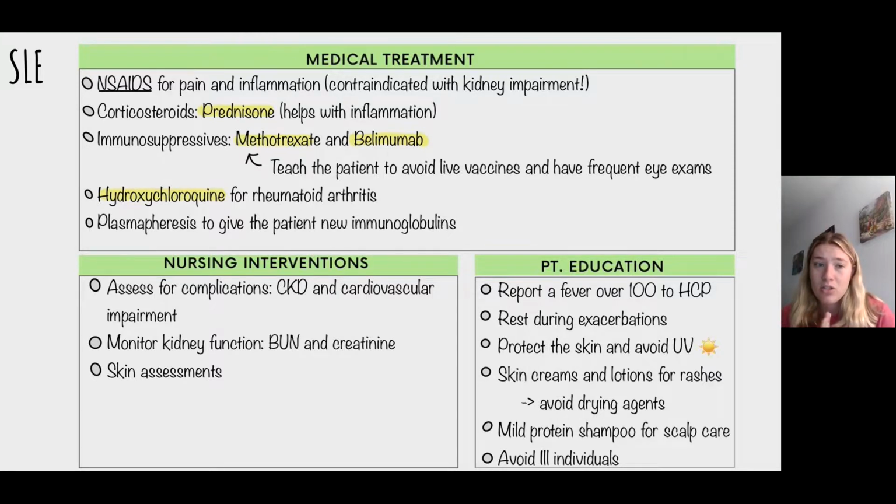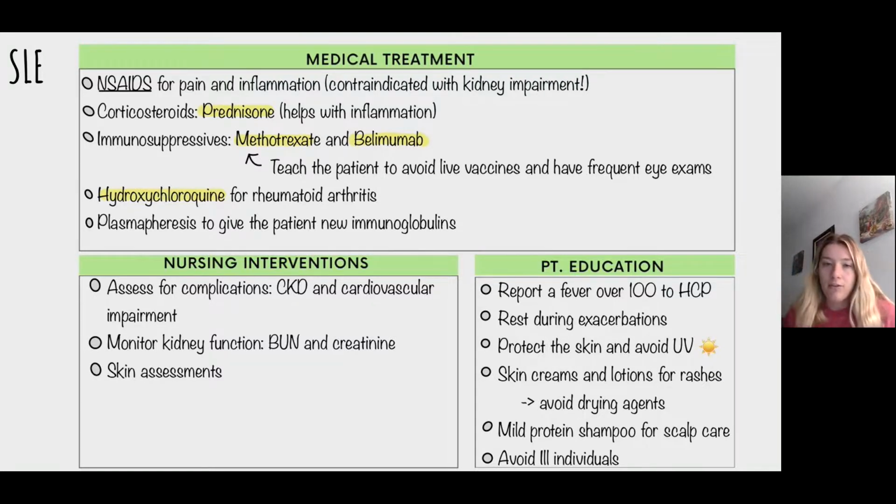So really our nursing interventions, again, chronic disease for this one, are going to focus on assessing for complications. Think about inflammation everywhere, inflammation in the organs. So I'm really concerned for chronic kidney disease and cardiovascular impairment. So again, monitoring those patients for signs and symptoms of heart failure. They might have decreased urinary output. They might have increased BUN, creatinine, et cetera. So assess for that. And then frequent skin assessments for these patients, especially having them do skin checks, body checks, et cetera. So what are we going to do?